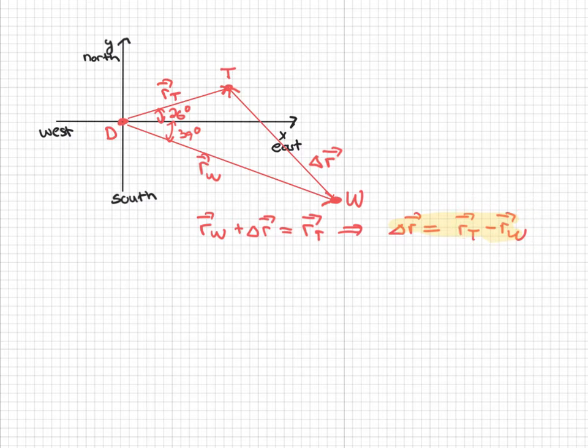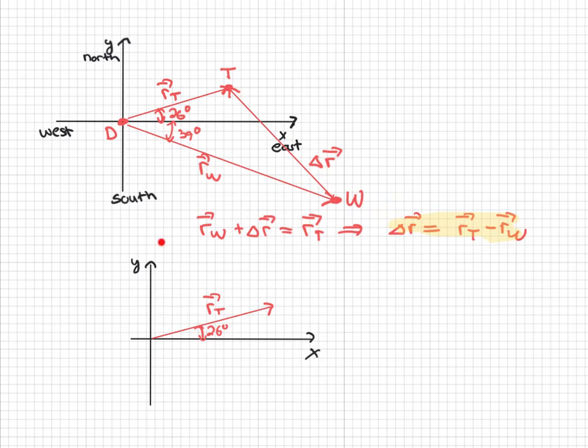And then once you've done that, adding or subtracting vectors is pretty easy. So let's see how that works. What I'd like to do is find expressions for both r_T and r_W in terms of unit vectors i hat and j hat. To do that, I'm going to redraw the set of coordinate axes here. For now, let's focus on r_T, the position vector of Toronto, and find the x and y components of that vector.